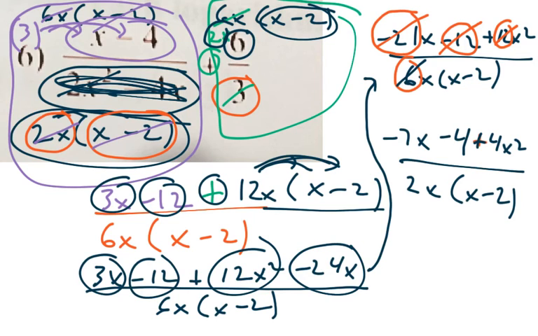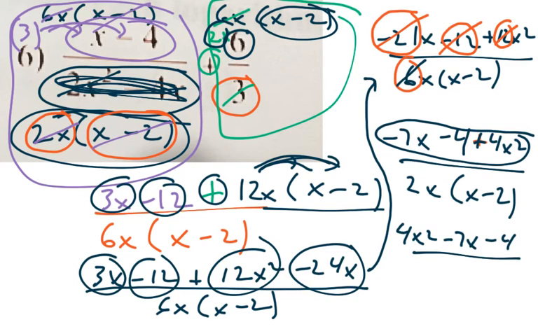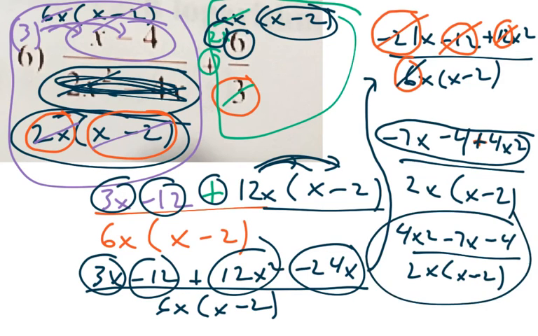Now they have no numbers in common or common factors. I'm pretty sure I can't factor it. I'm just going to rearrange it. 4x squared minus 7x minus 4 over 2x times x minus 2. That should be the correct answer, guys. I'm pretty sure there's nothing else we can simplify there.